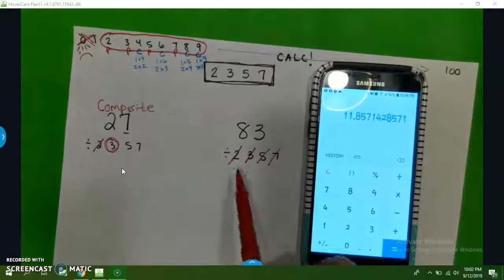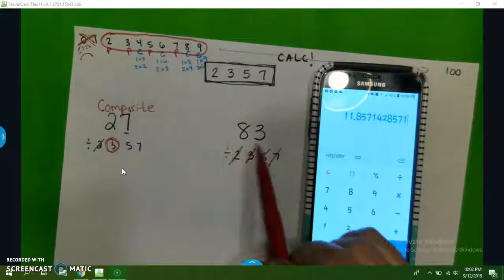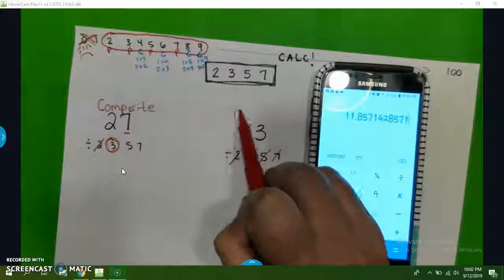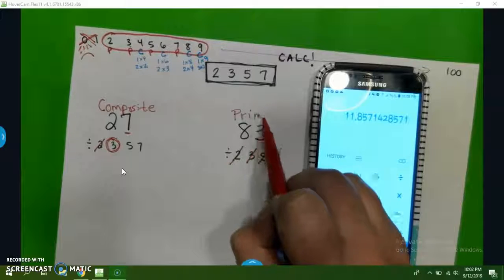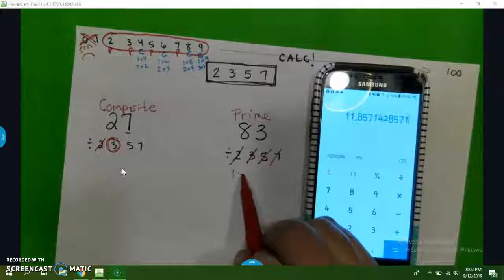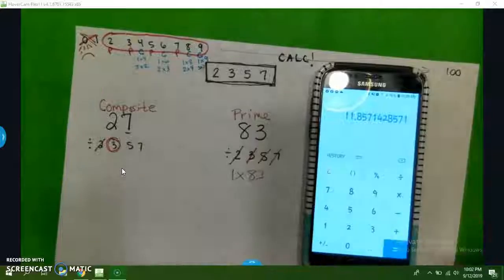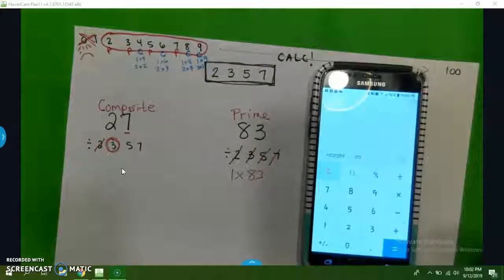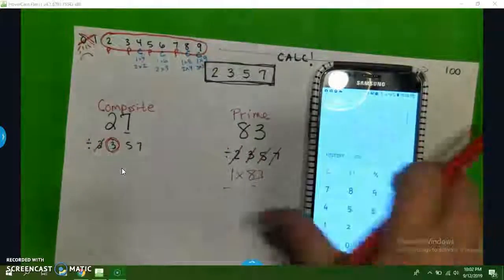Nothing works. There's nothing I can circle, which means I cannot put a C. If nothing works, then this number is prime. The only way to make 83 is 1 times 83. Nothing else is a factor. It has only 2 factors.